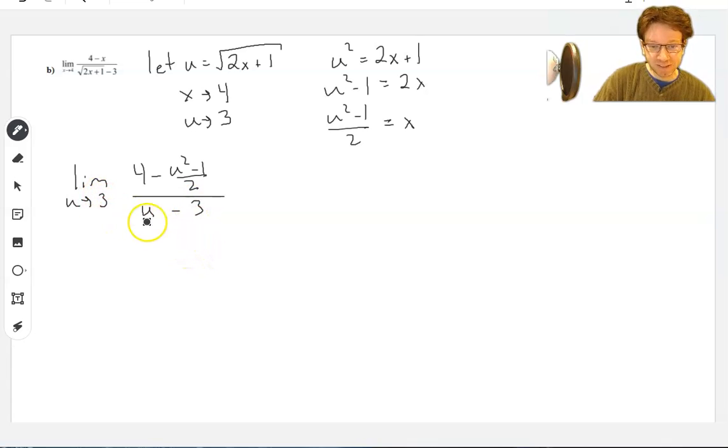Okay, now if you still sub in your limit here, you realize you're still in trouble. So what we're going to do when you have a fraction in the numerator is we're going to just add it. You can imagine the 4 as being 8 over 2. And so we can rewrite that as the limit as u approaches 3 of 8 minus u squared minus 1, all over that 2, the common denominator, times this u minus 3.